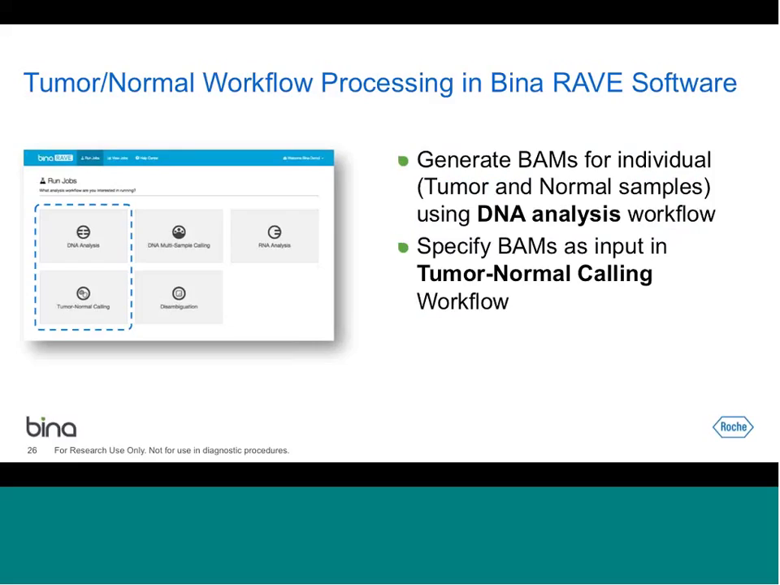But when you are working with tumor normal samples in our solution for secondary analysis, Bina Rave, you will start by generating the BAM files by first running your FASTQ files through the DNA analysis workflow. If you've got whole genome, within DNA analysis, select whole genome analysis, and that will generate the BAMs that you will then specify as input when you subsequently run the tumor normal calling workflow.